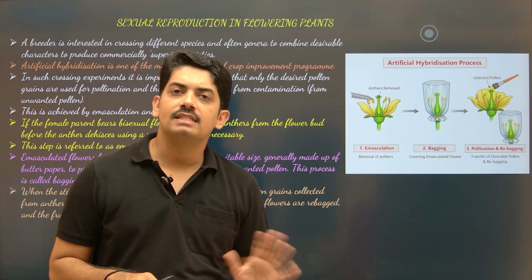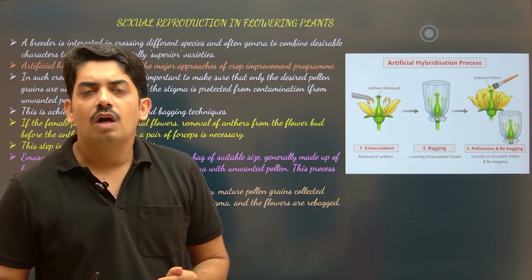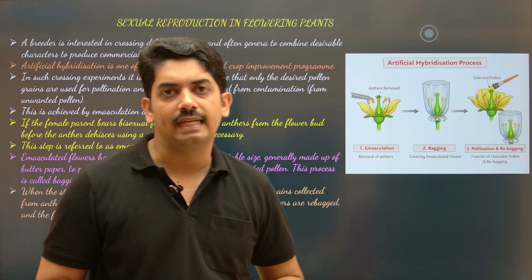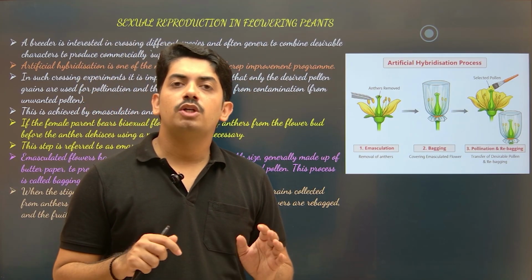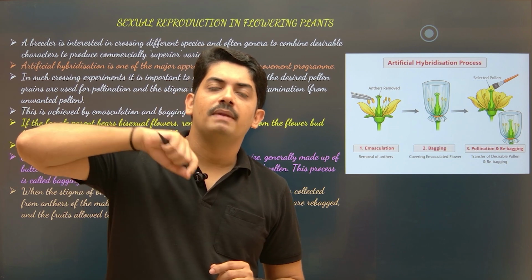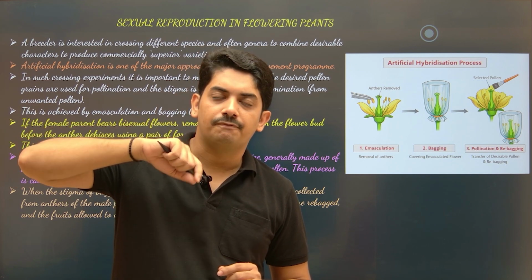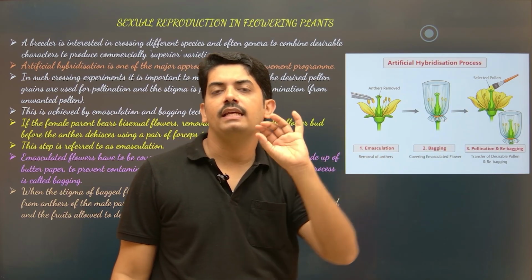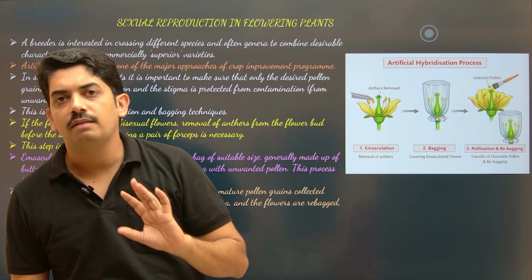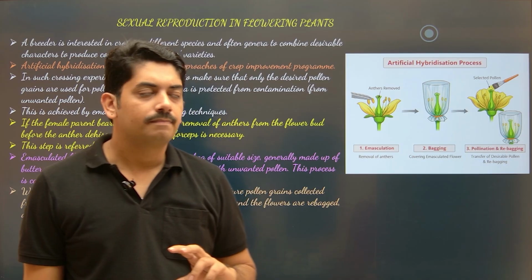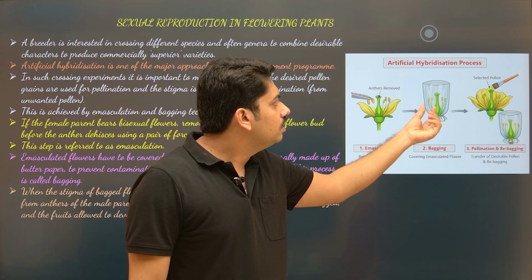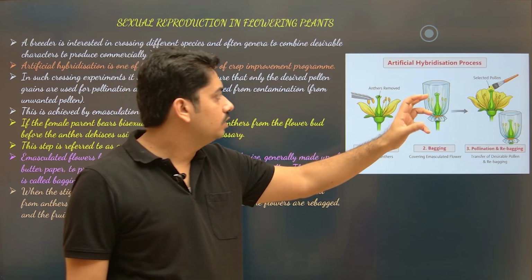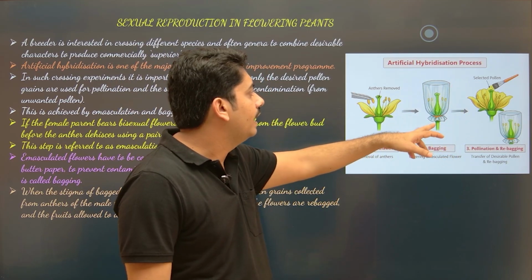Now once the stamens are removed, you are very sure that self pollen cannot deposit on the stigmatic surface. In order to make sure that pollen from some other plant comes and deposits on the stigmatic surface, what will he do? He will cover the flower with a very thin transparent polythene bag or any type of muslin cloth. In the bagging process, the whole flower is covered.